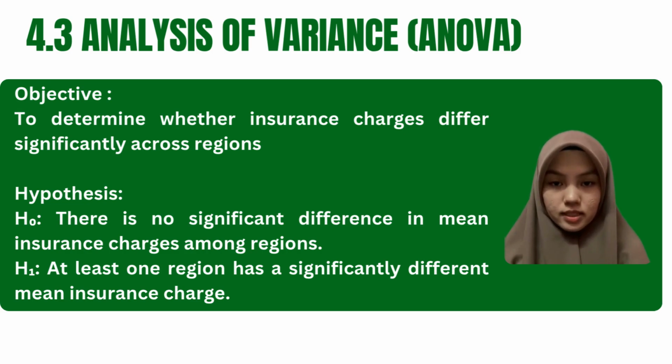The null hypothesis states that there is no significant difference in mean insurance charge among the four regions. The alternative hypothesis states that at least one region has a significantly different mean insurance charge. The level of significance used in this study is 0.05.